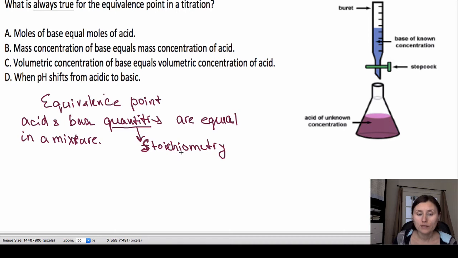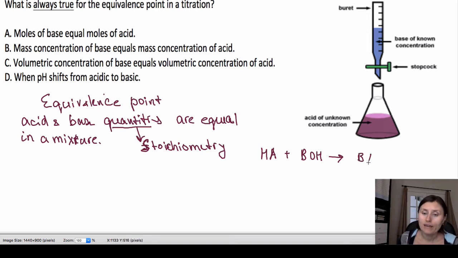So what's that mean? Stoichiometry is basically balancing a chemical equation, right? So you have HA plus BOH. If you have an acid and you're adding some sort of base to it, you get the salt, which is BA, plus H2O.